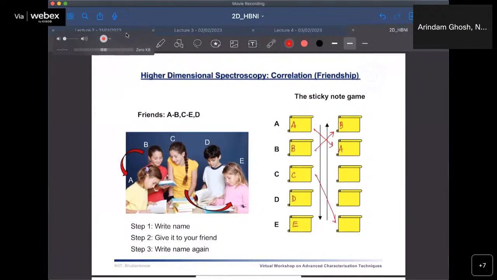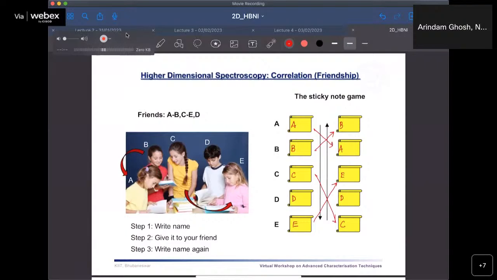I have just taken this particular situation, so I have just made the situation simple. B and A are friends, C and E are friends, and D doesn't have any friend. This boy doesn't have any friend. Therefore, D has kept its own slip. It cannot give it. E has given to C, C has given to E, like this. Now we have got this particular thing.